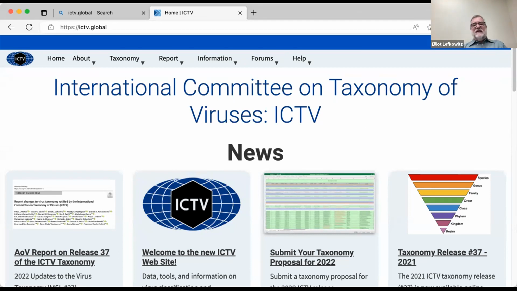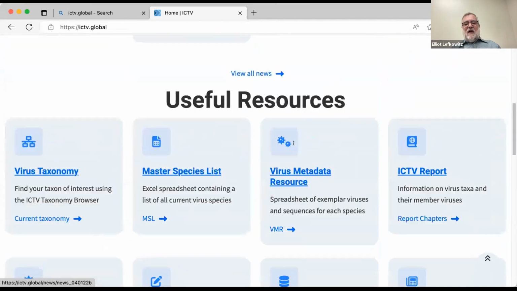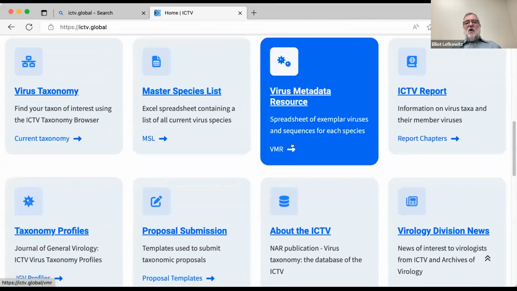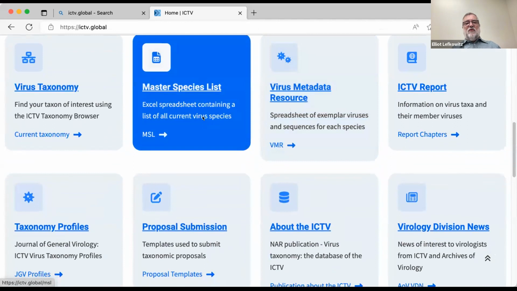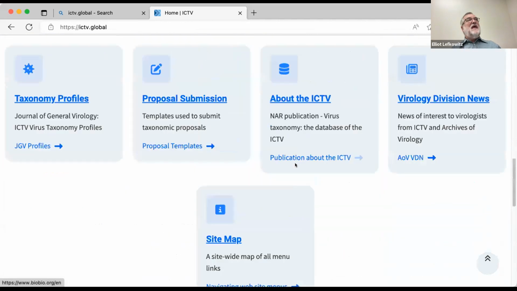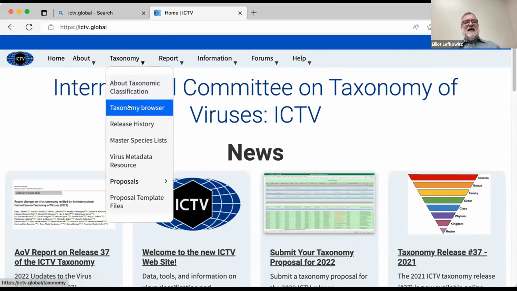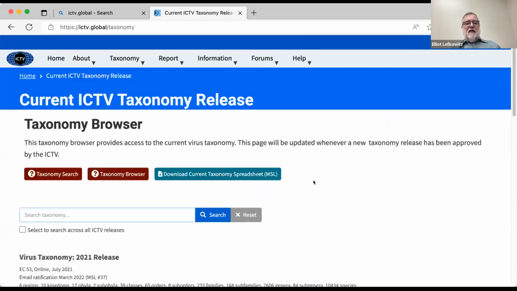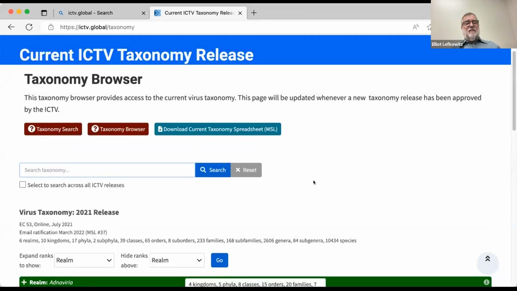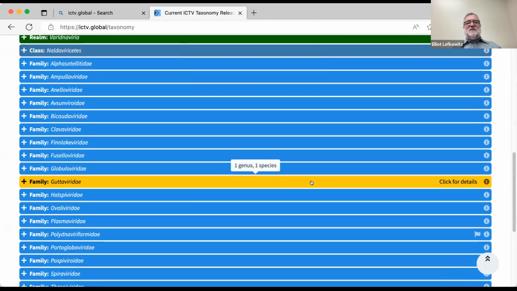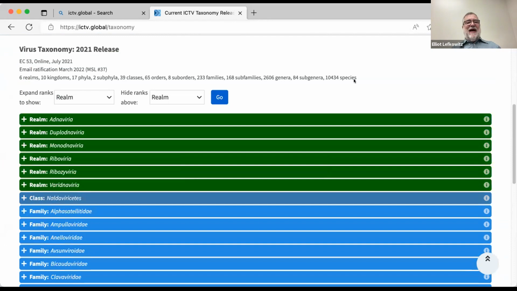So this is the ICTV website here. And this website is where you come in when you go to ictv.global. And so we have lots of different things here, news, a number of the resources that we have available are highlighted here. Importantly, if you come to this and you go to the taxonomy browser here, this is where you get access to the complete taxonomy. And so this is provided in a tabular format here.